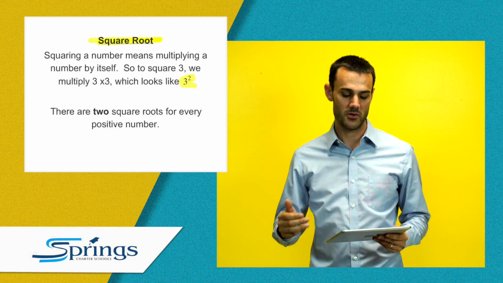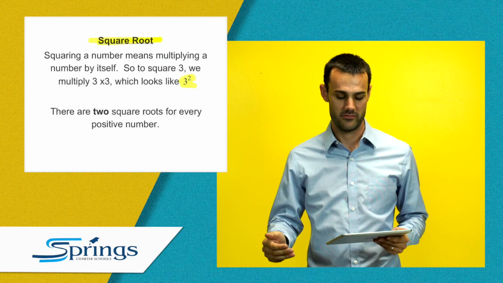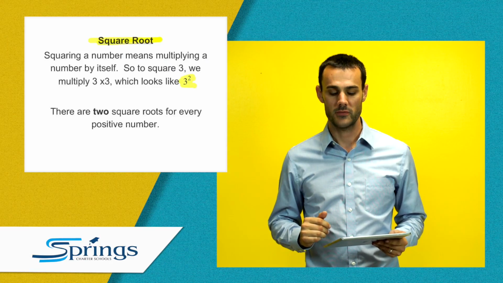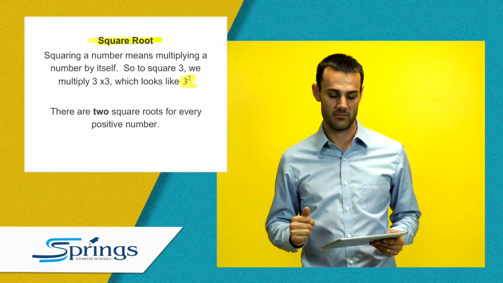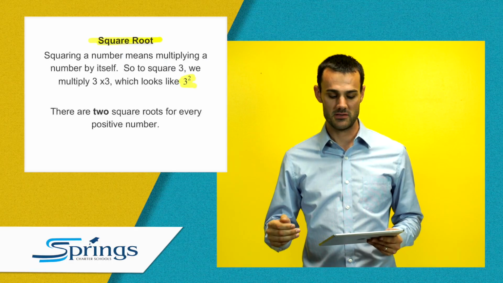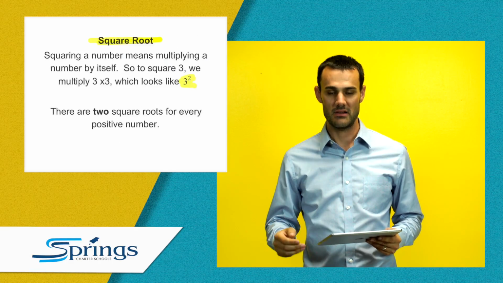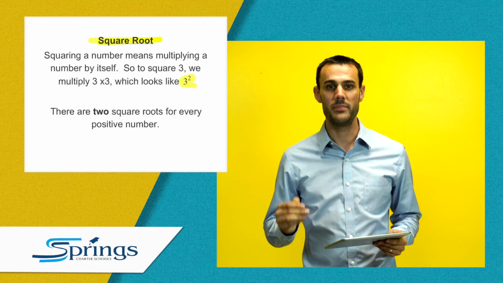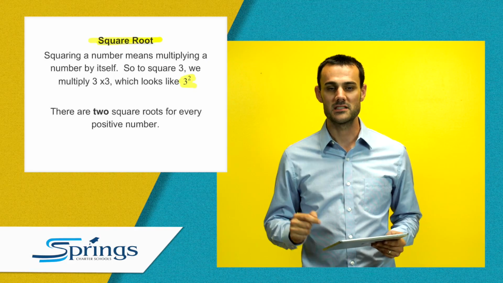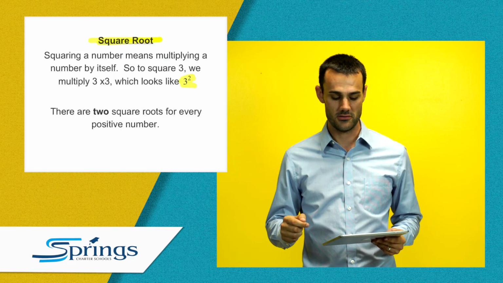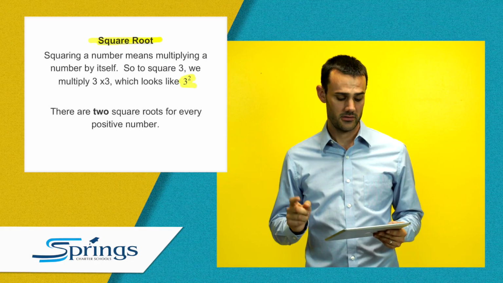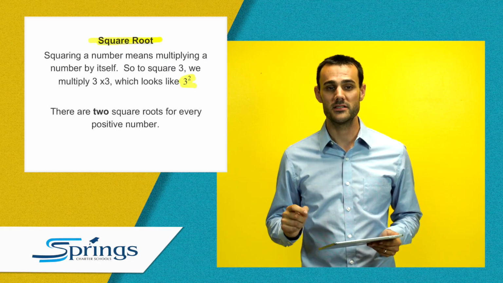Squaring a number means multiplying a number by itself. So to square 3, and another way to say that is to raise it to the second power, we multiply 3 times 3, which looks like this. It's highlighted in yellow for you. We have that big number 3, which is your base, and that small number on top is your exponent, which is the 2. And there are 2 square roots for every positive number.